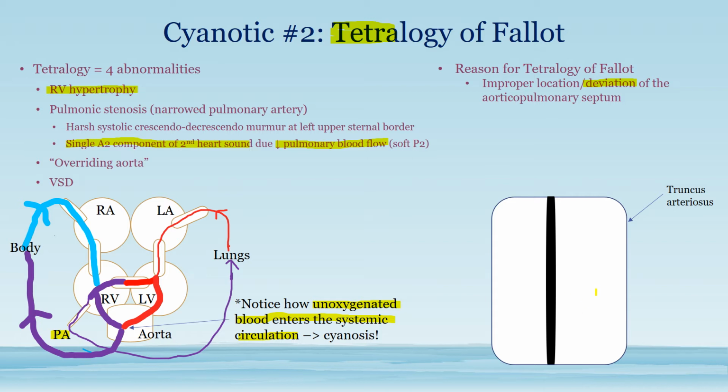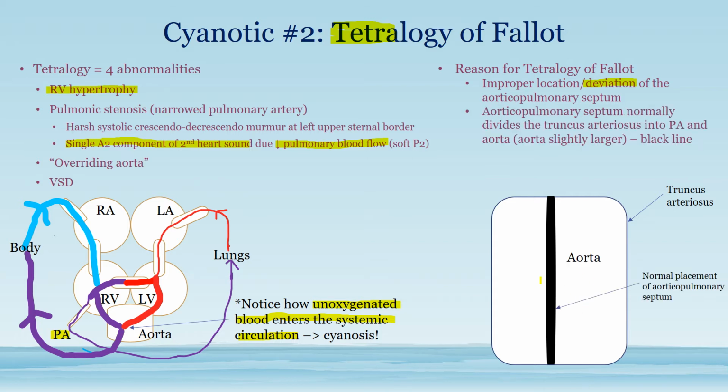This makes an aorta on this side and a pulmonary artery on this side. So the aorticopulmonary septum normally divides the truncus arteriosus into a little bit larger aorta and a large pulmonary artery. But what happens if the aorticopulmonary septum is placed abnormally, such as right here with this red line? Now you have a very tiny pulmonary artery and a huge aorta, and this is what's causing all the problems here with Tetralogy of Fallot.